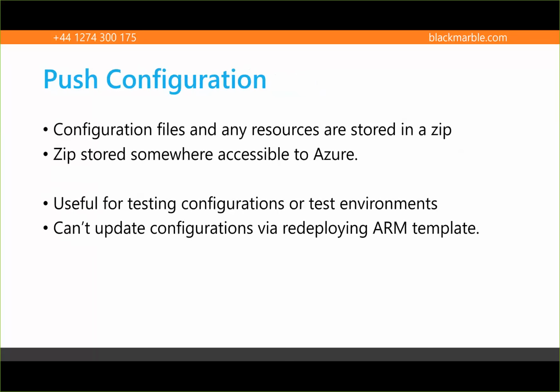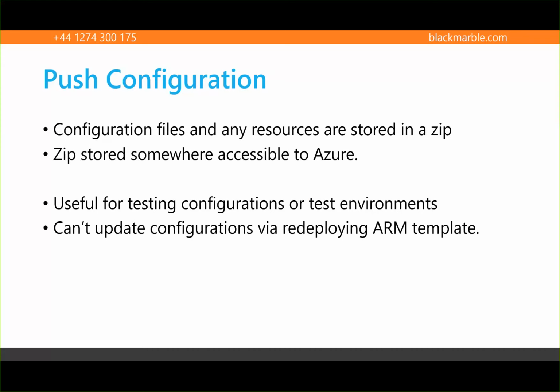So push config: everything has to be in a single zip file, and the zip file basically has to be a pretty flat structure. All of your resources are just the folders, and then a bunch of PS1 files, or one PS1, whichever way you want to do it. It's very useful for testing configs or doing test environments where you just want to throw environments out and not particularly care too much about them. And you know at some point you're going to tear them down and spin up some more.